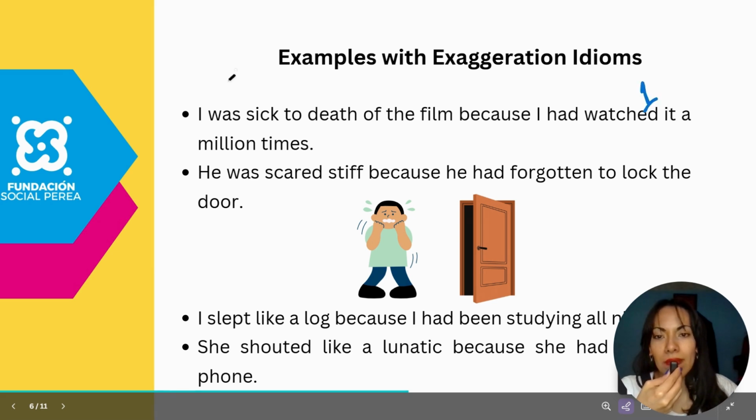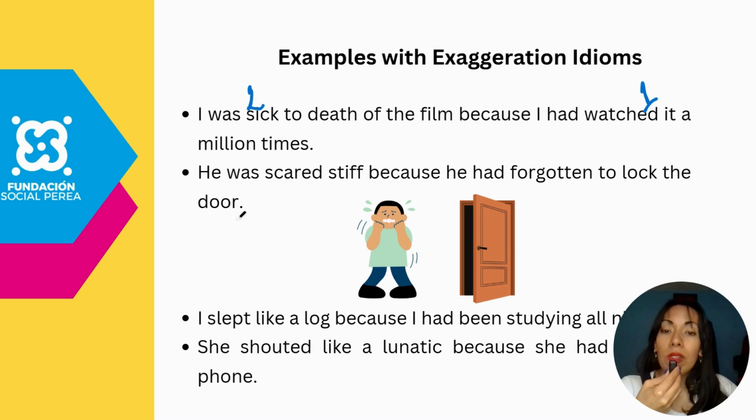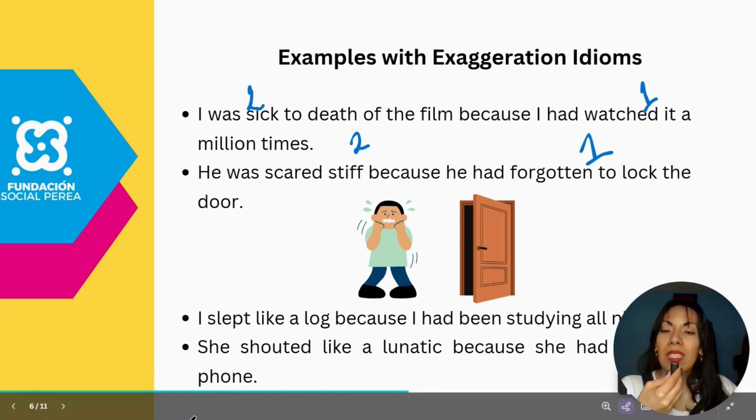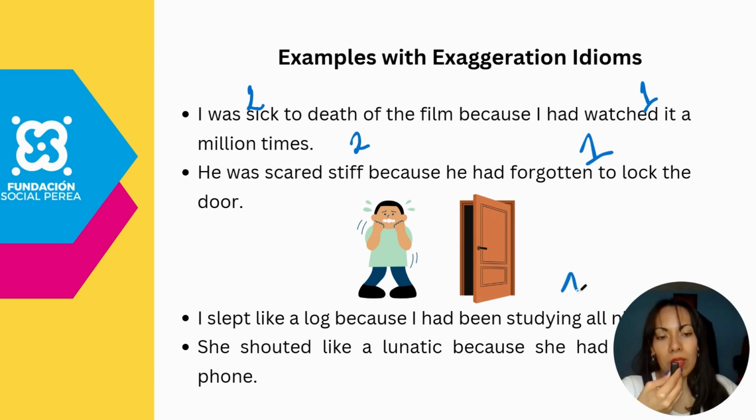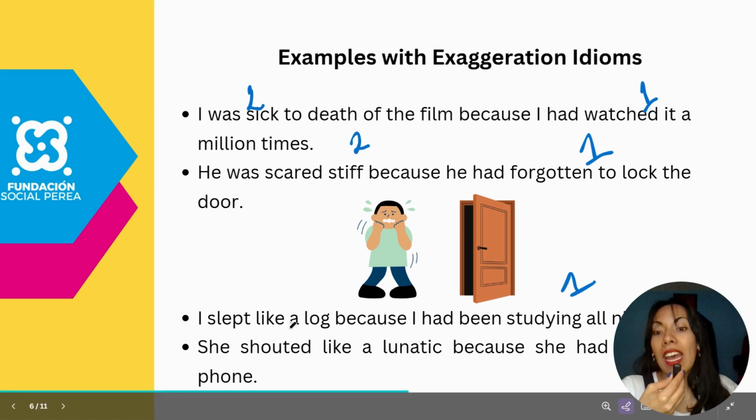This one is the first one. This one is the second one. "I was scared stiff because he had forgotten to lock the door." What happened first? The person forgot to close the door, and that's the reason why the person got scared. Okay, so look at the next one. "I slept like a log because I had been studying all night." So in this one, the person studied all night, and the consequence was that I slept like a log.